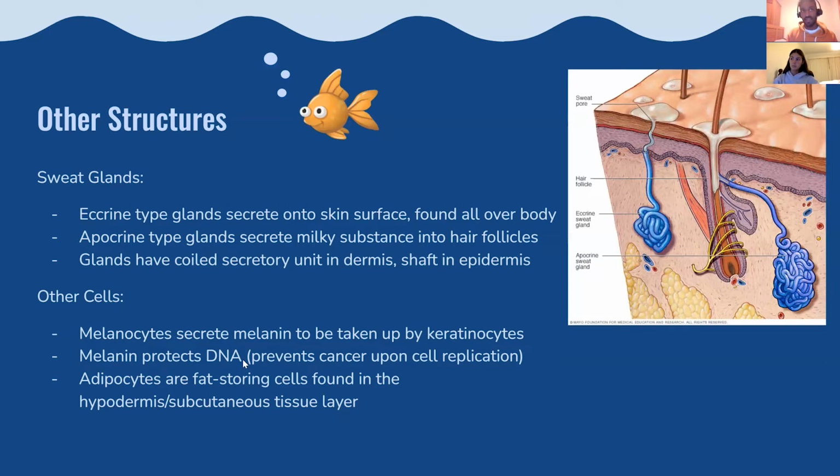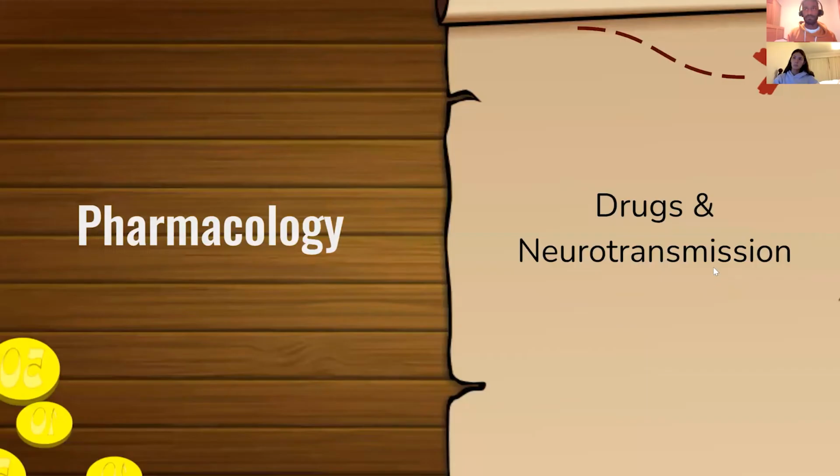Melanin protects your DNA, and different skin pigments will produce different levels of melanin, and extra melanin will prevent you from having DNA damage that may lead to cancer. So melanin is good, and that's why people of different skin pigments have different chances of cancer, because their melanin is at different protective levels.